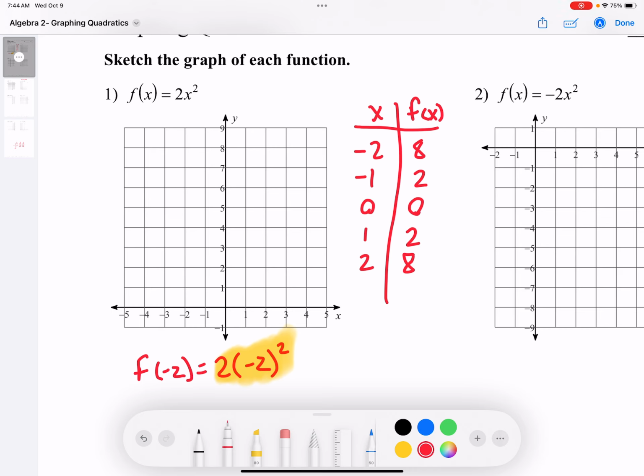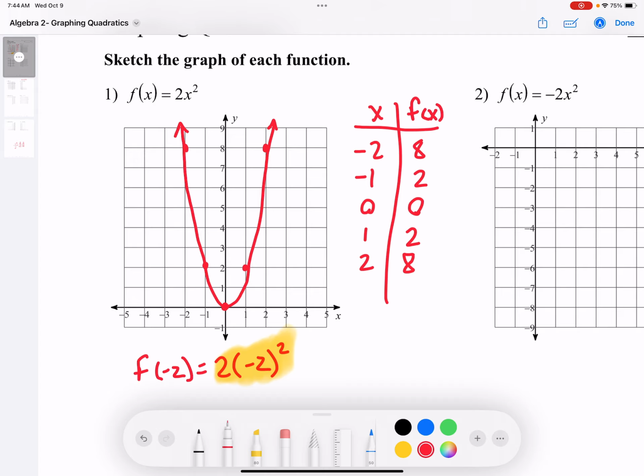Then we're going to graph our points. So we're going to go left 2, up 8. Left 1, up 2, 0, 0, right 1, up 2, right 2, up 8, and it's going to make a parabola or a curve shape like that, roughly. And that is how you do those.